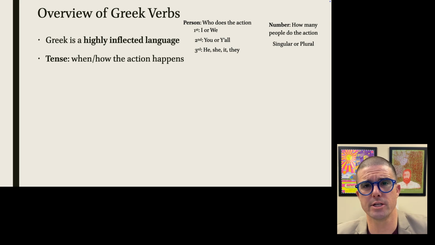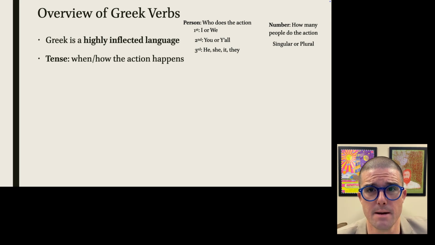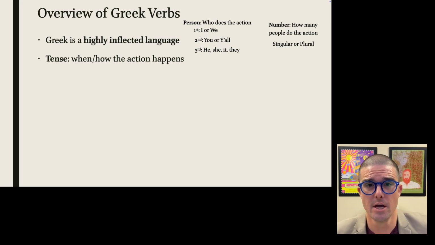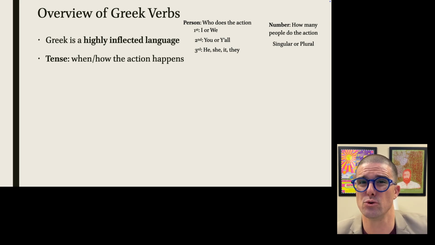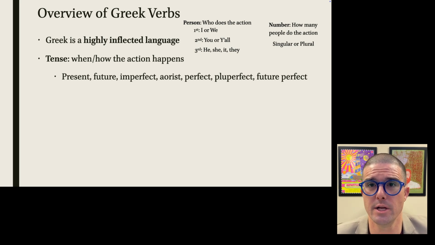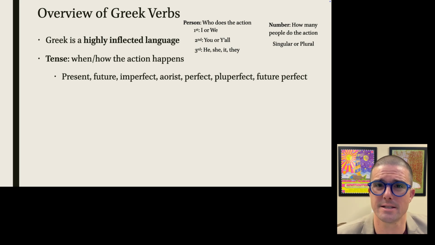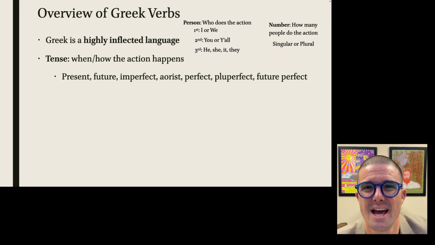So not only does Greek change its forms with respect to person and number, but it changes its forms of verbs to indicate tense, that is, when or how the action happens. So tense is largely related to time in the Greek language, and there are several different tenses. The good news is the last two of these are very uncommon in the Greek New Testament, and the third to last one, the perfect, is common enough that we will in fact learn it, but is not as common as the first four. So there are four very common tenses in Greek.